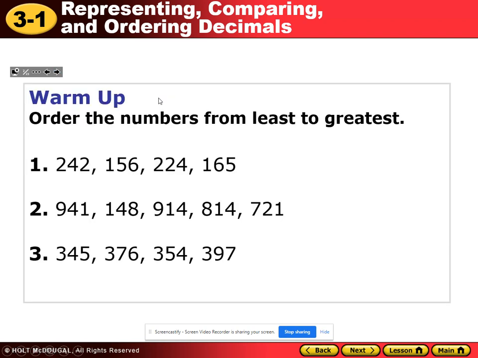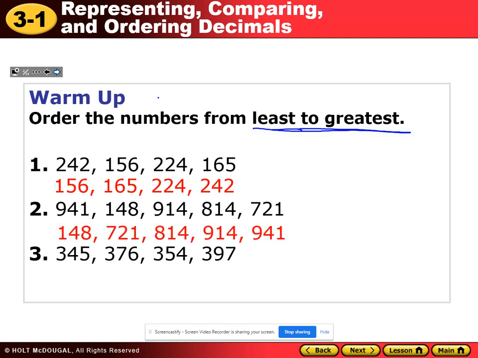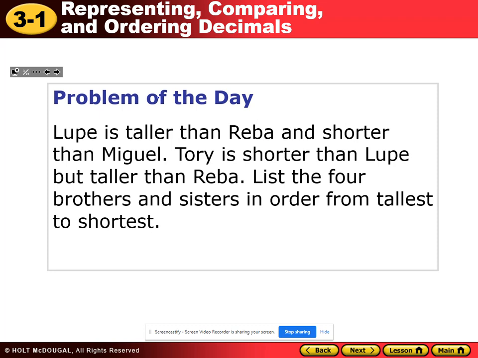So order the numbers from least to greatest. Hopefully you can do this. We're only working with positive numbers, and when we do that, you see 156, 165, 224, 242. Make sure you please read the instructions, least to greatest. If you do it backwards, I will have to count it wrong. Please read the instructions. Hey, if you want to do well, read the instructions, please. All right, the next one, hopefully you're seeing what the answer will be, and then the final one. I think you all know how to order numbers.